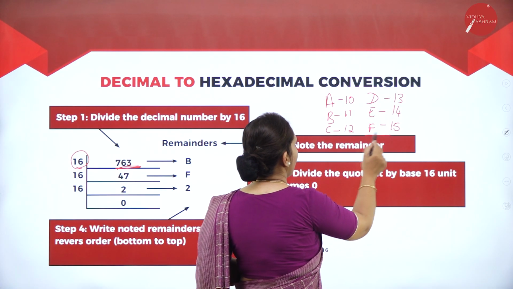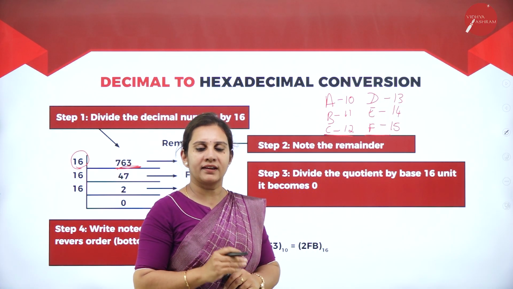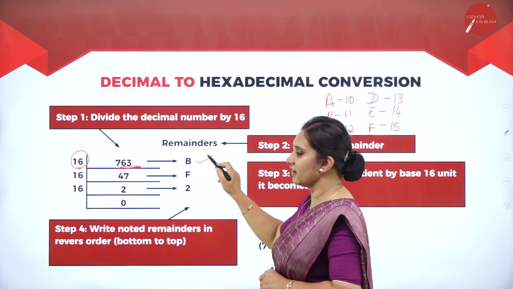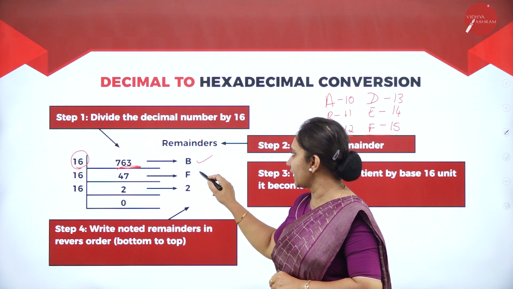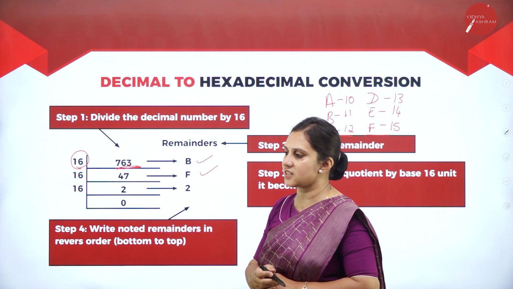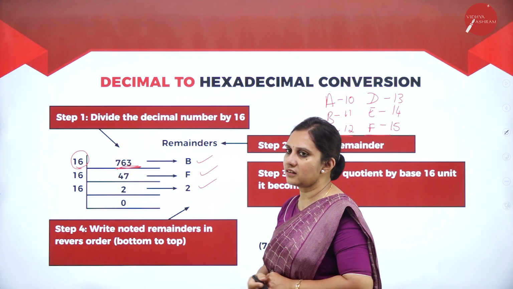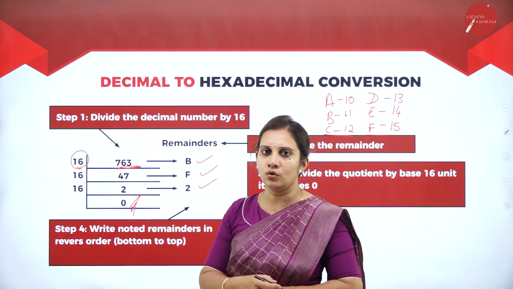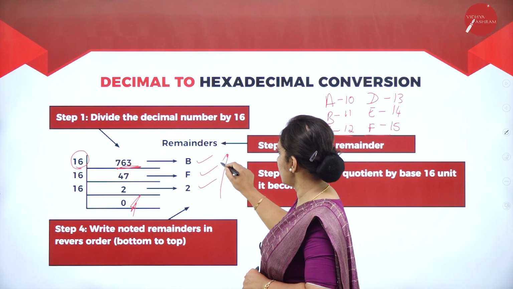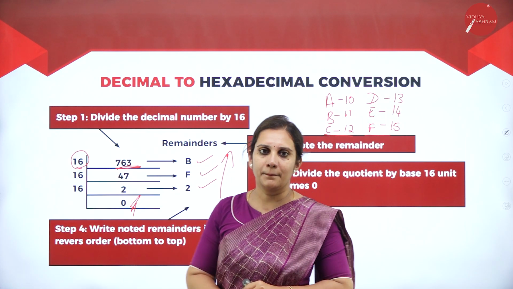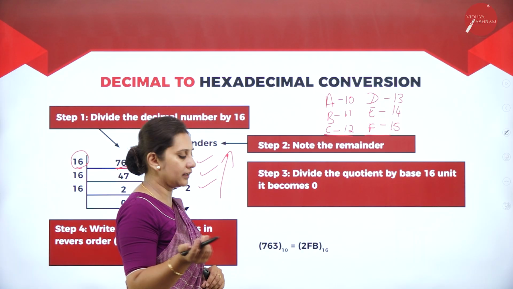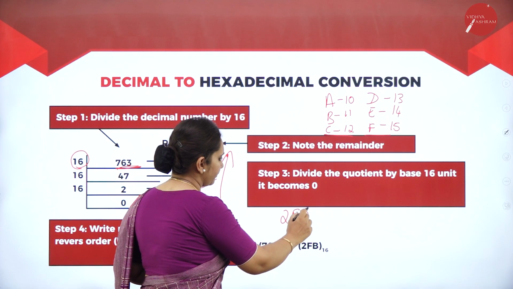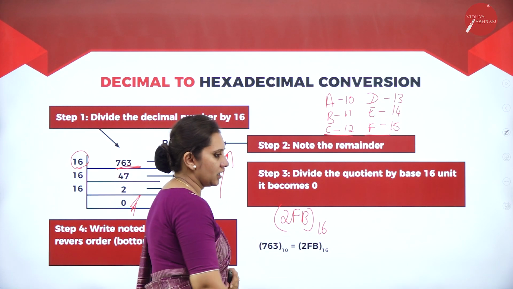So, if I get the remainder 12, I'll write it as C. If I get remainder 11, I'll write it as B. If I get remainder 15, I'll write it as F. This is the remainder I'll get when I'm dividing, till I get 0. So when I count in reverse order, it is 2, F and B. F represents 15 and B represents 11. So the answer is 2FB to the base 16.